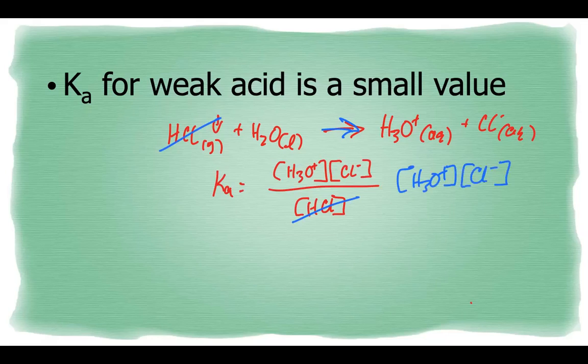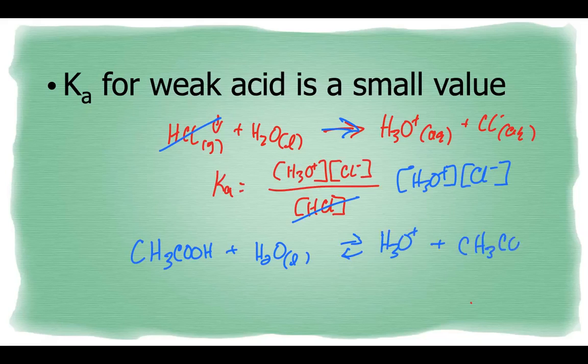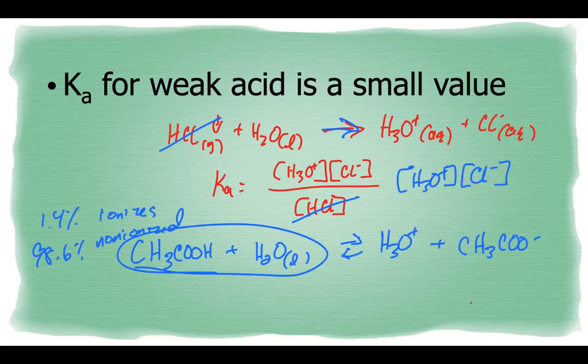But if you've got a weak acid like acetic acid, H3O plus acetate, and like I said in the beginning, in this solution only 1.4% ionizes. The other 98.6% is non-ionized, which means most of the species in the solution are going to be these two, which go in the denominator because it's products over reactants.